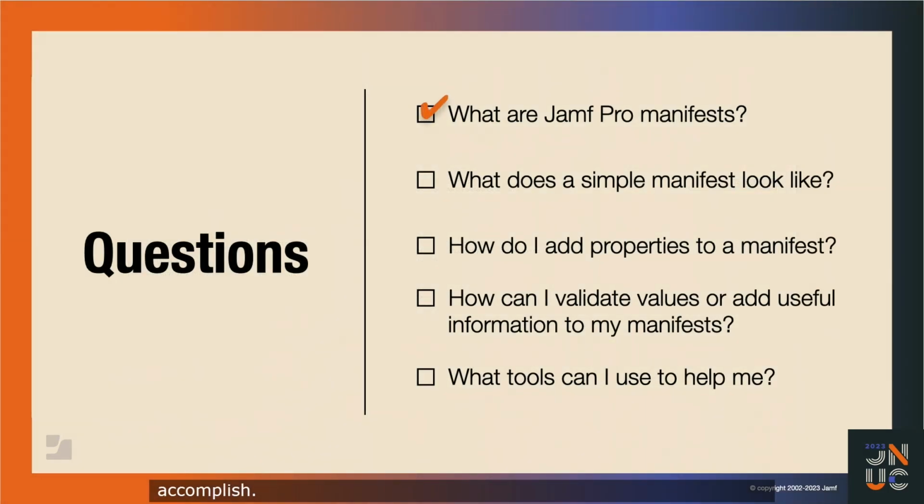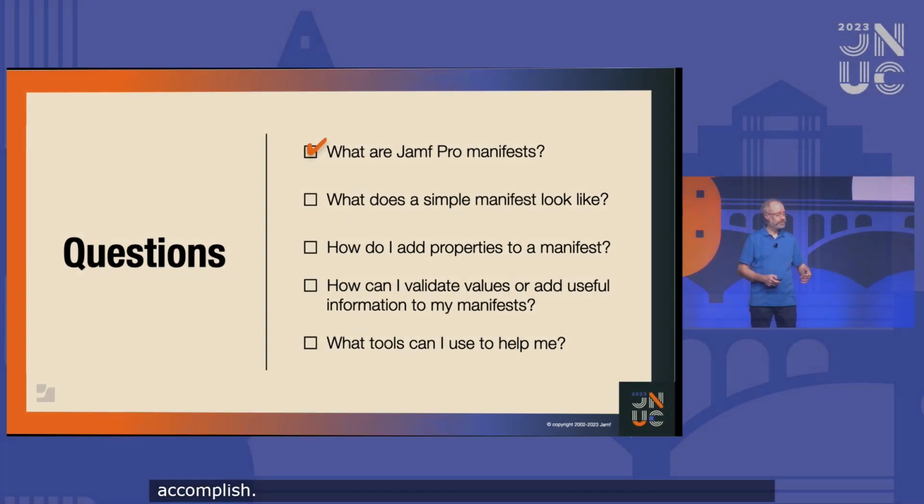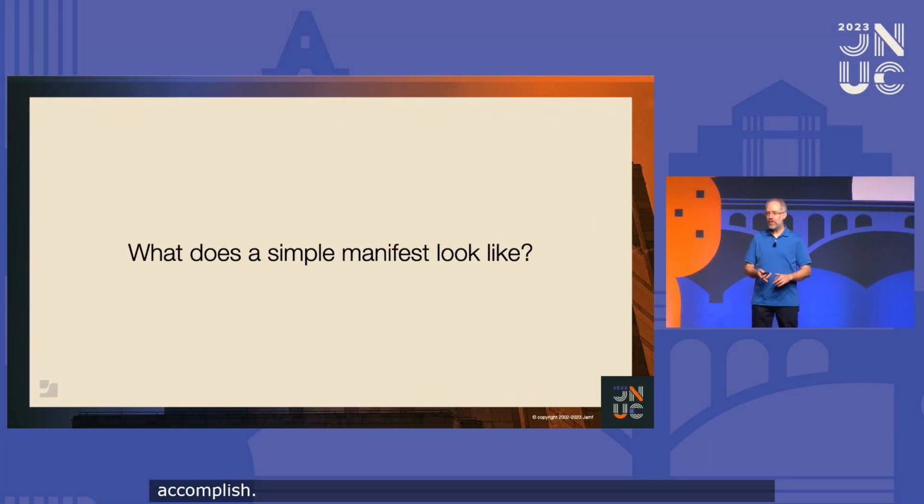All right, that answers our first question. What are they? Now, let's see what they look like. Two simple things to know. Manifests are plain text files. So in other words, you can create and edit them using any application that can edit plain text files like TextEdit, BBEdit, Xcode, CodeRunner. The other thing to know is that they're written in JSON.